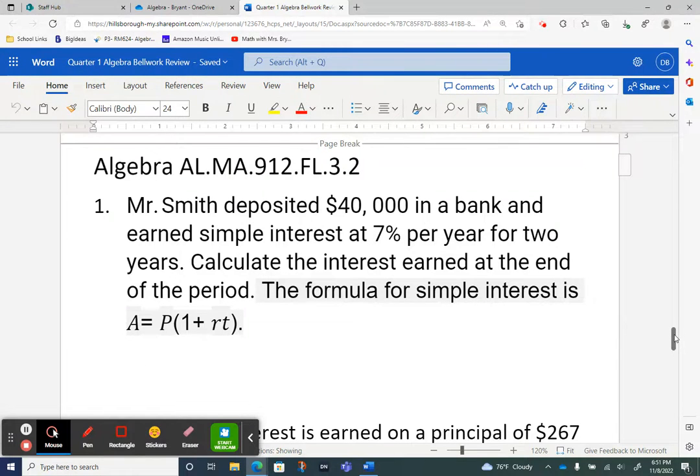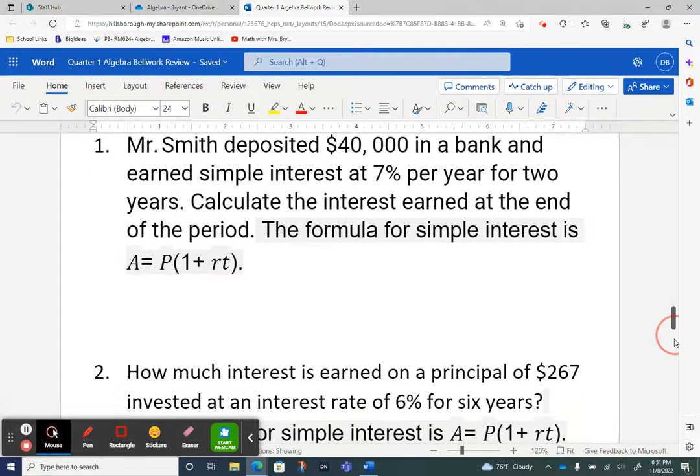Hello, friends. So today I want to just go back over our simple interest formula. We have done all 4 of these. Remember that tomorrow we'll have a Canvas quiz, in which case you will have the 5th one.